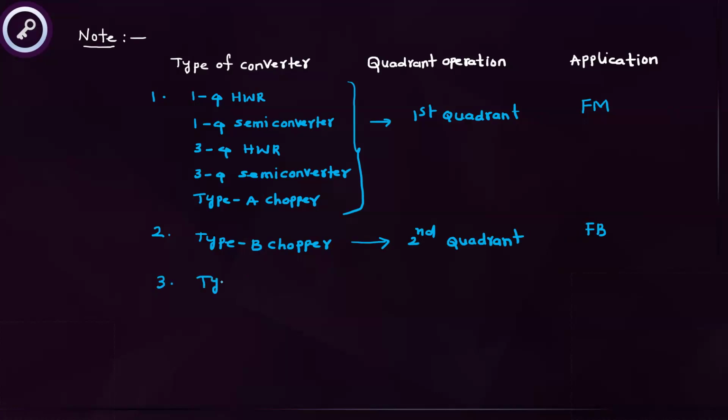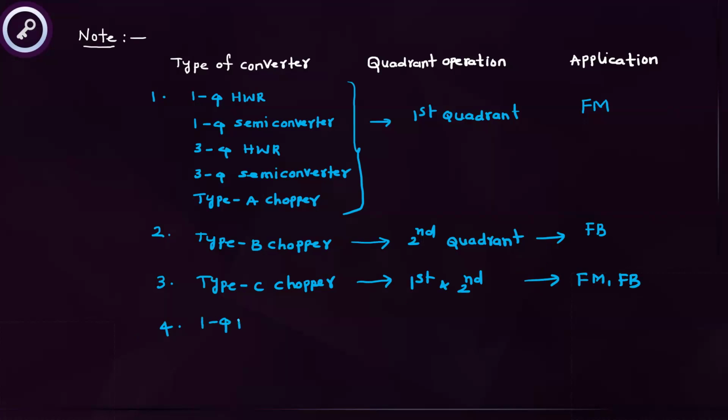Type C chopper. Only type C chopper operates in which quadrant? First and second quadrant. No other converter is operated in the first and second quadrant. It is used for forward motoring and forward braking. Next, fourth one.